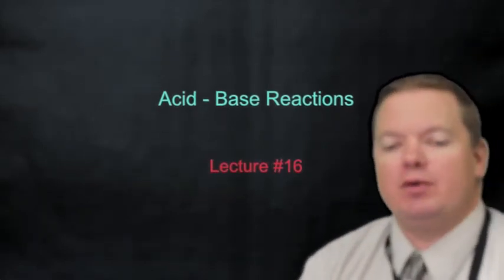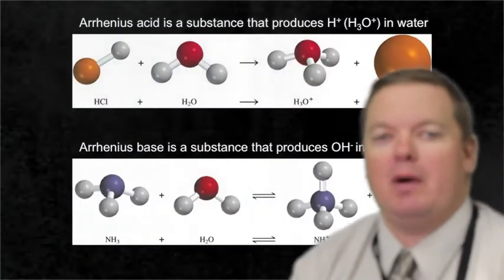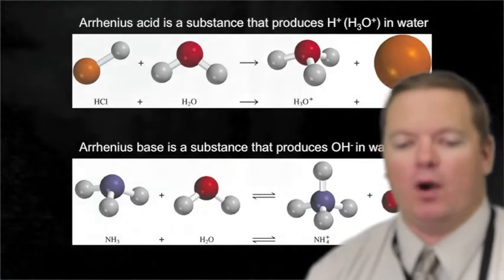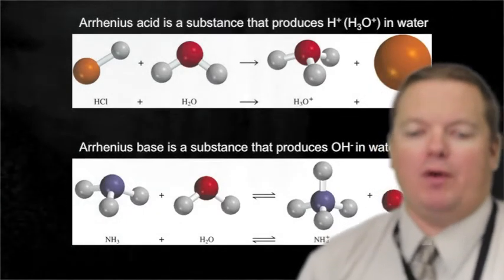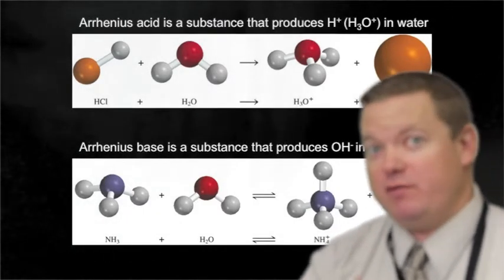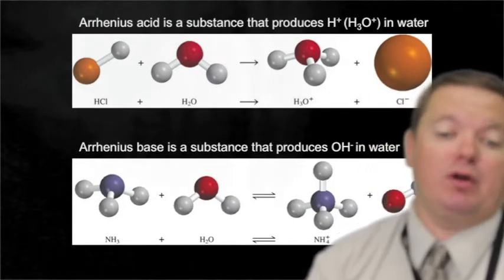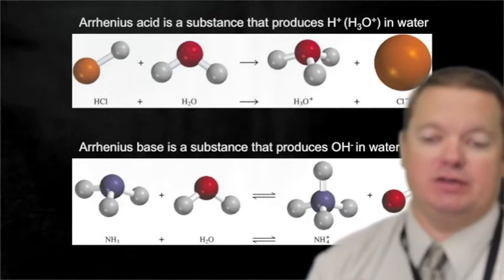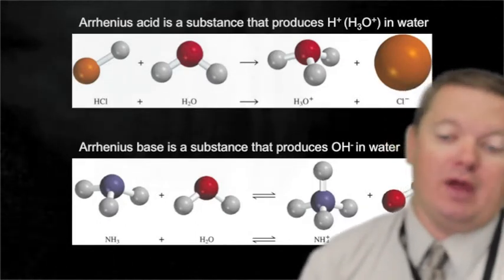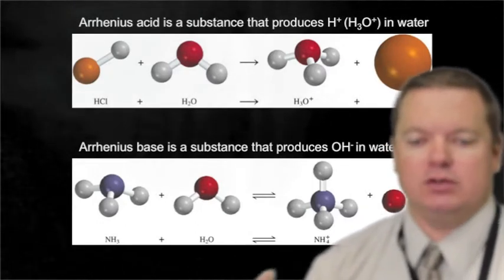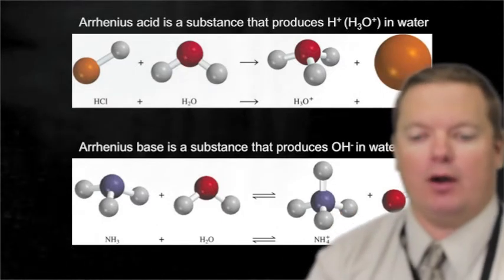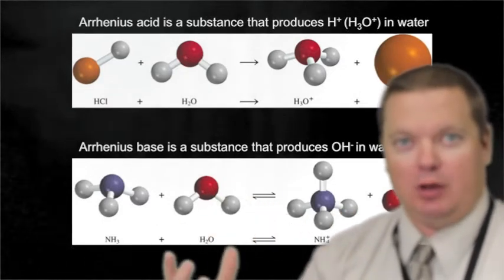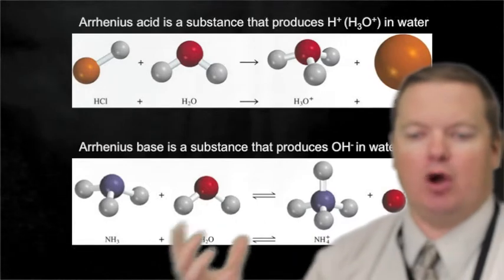So let's first define what these acids and bases are. We've talked a little bit about how to name acids and bases before, but we haven't really talked much about what they are. So there's a whole bunch of different definitions. We're going to start with what we call the Arrhenius definitions. An Arrhenius acid is a substance that produces H+, or the H3O+, in water. So when we put an acid into water, we get out either H+ or H3O+.